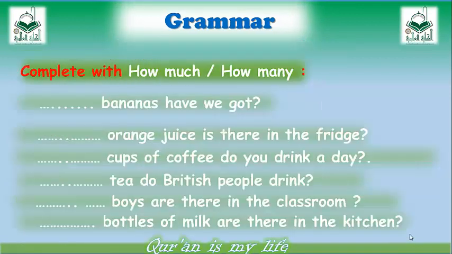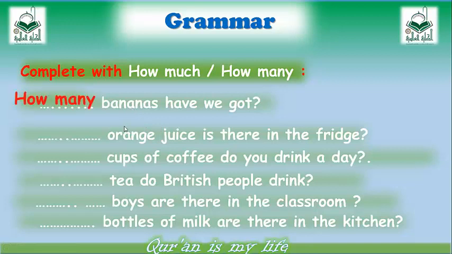Let's do this exercise to practice the rule. We are going to choose here how much or how many. Number 1, dash bananas have you got? Look here, the word bananas, it's a countable noun, so we are going to use how many.